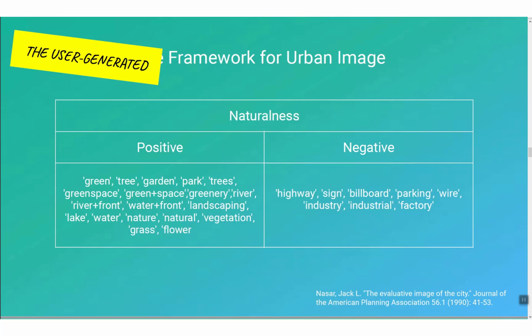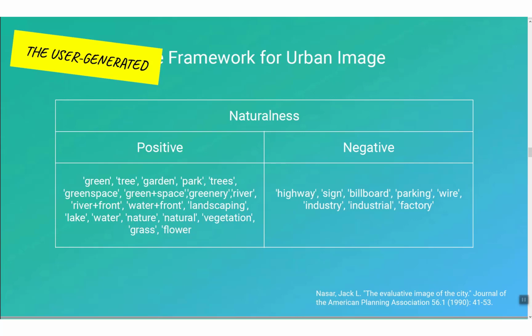So for naturalness, we have green, tree, garden, and negative ones. We have some of the same things that Nasser had. The same goes for historical significance; people use different words. For openness, I had to combine the two categories, upkeep and order, because there was not enough data, as there is less subjective evaluation in Flickr. People don't talk that much about whether it is beautiful. They say there's a tree in this image. They don't say that much that it's beautiful or attractive or whatever.